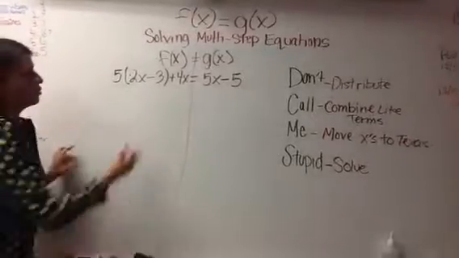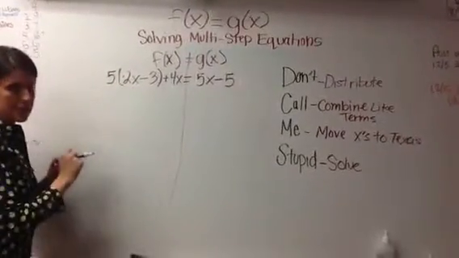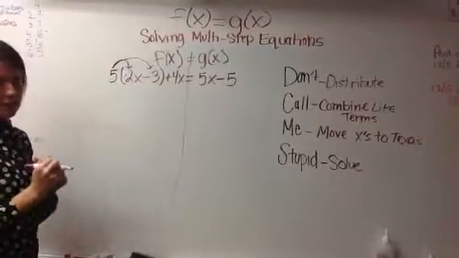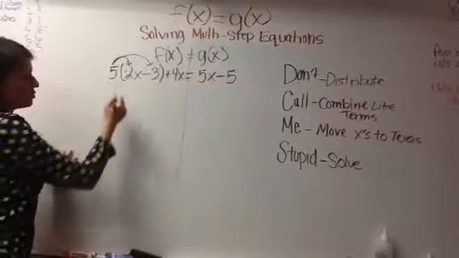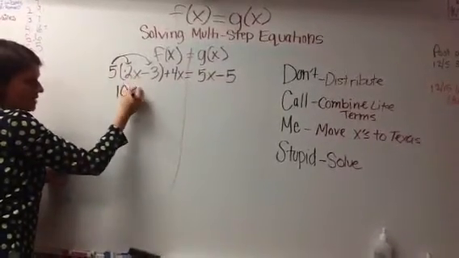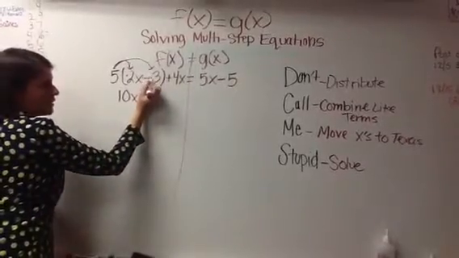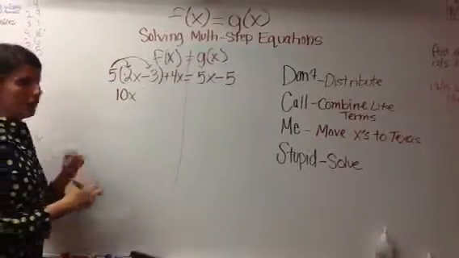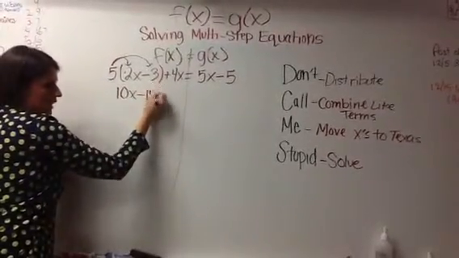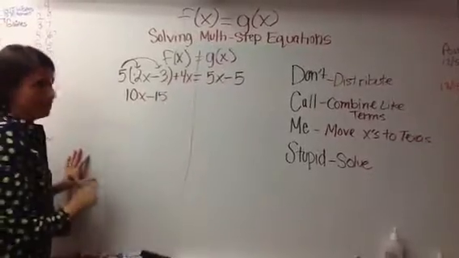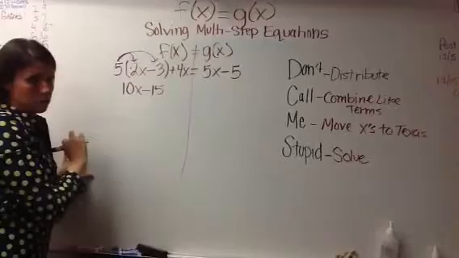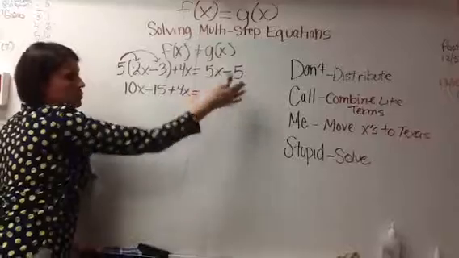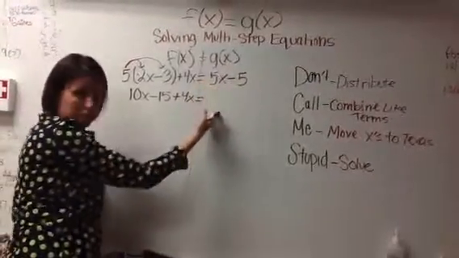Okay, so distribute. Well, I know I need to distribute because I see parentheses. I'm going to multiply this 5 times all of the terms inside the parentheses. So I'm thinking 5 times 2 is 10, and the x is there. This minus makes the 3 negative. So I'm thinking 5 times negative 3 is negative 15, and I write it as minus 15. I didn't distribute here because it wasn't in the parentheses. I just bring it down. So plus 4x equals, I didn't do anything to this side, but I need to bring it down.